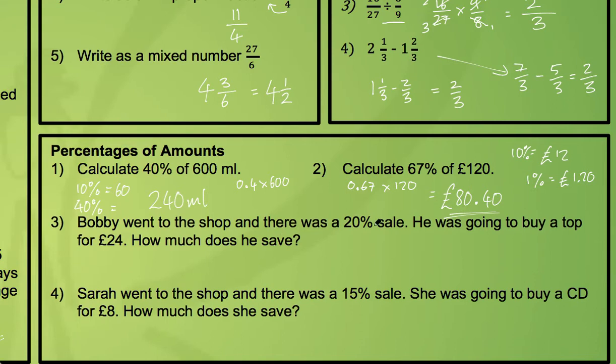Bobby went to the shop and there was a 20% sale. He was going to buy a top for £24. How much does he save? Well, he's going to save 20%. So we need to find 20% of 24. And again, assuming this is a non-calculator paper, 10% of £24 is £2.40. Therefore 20%, which is what he saves, is double that, £4.80.